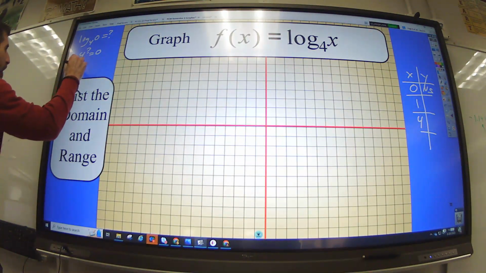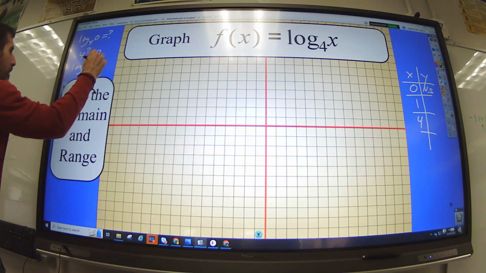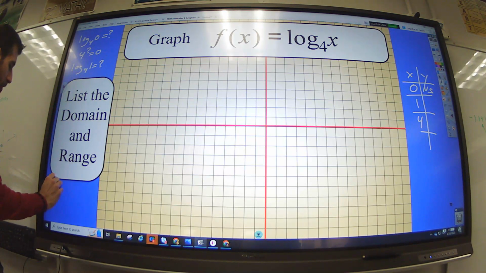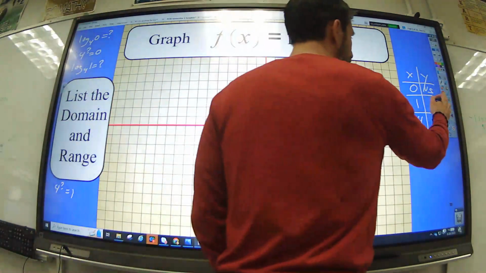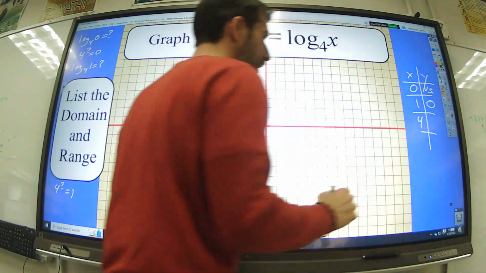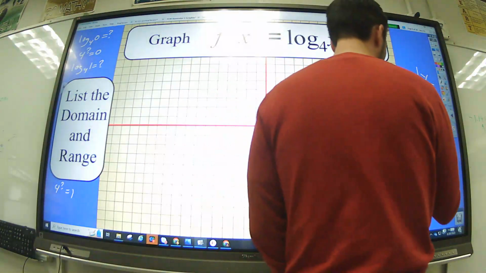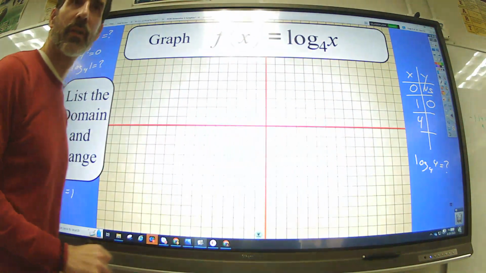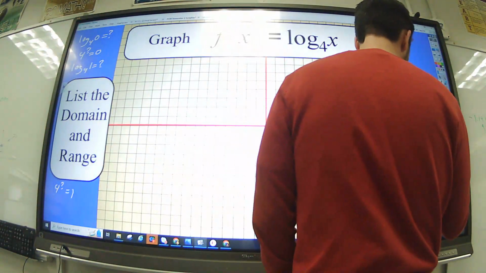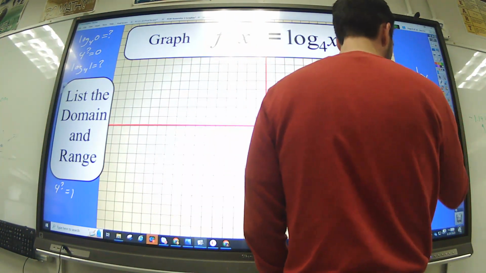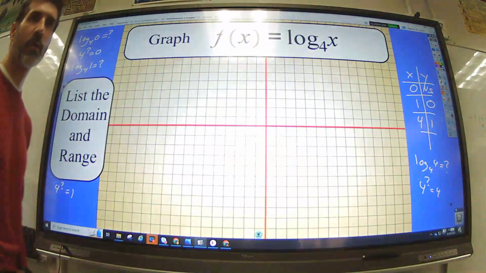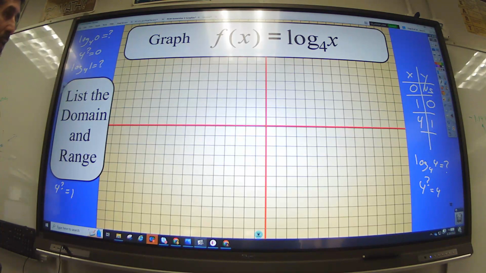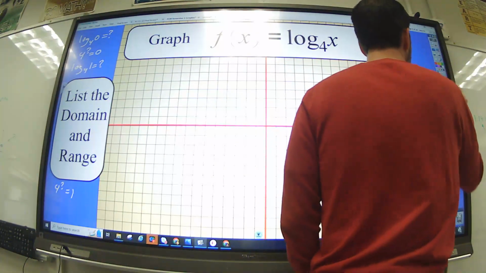What about log base 4 of 1? What does that equal? 4 to the what equals 1? What is that supposed to be? 0, right? Anything to the 0 power is 1. And then finally, log base 4 of 4 equals what, right? Well, 4 to the what equals 4? Yes, Nalea, it is 1. 4 to the 1 equals 4. And that's all we need to know.